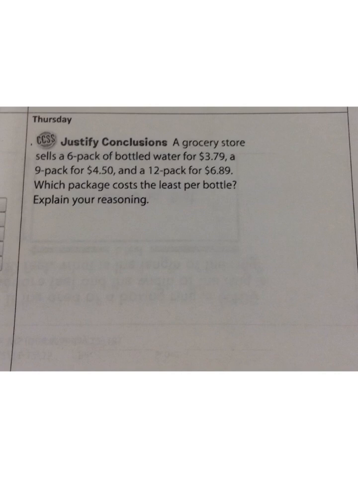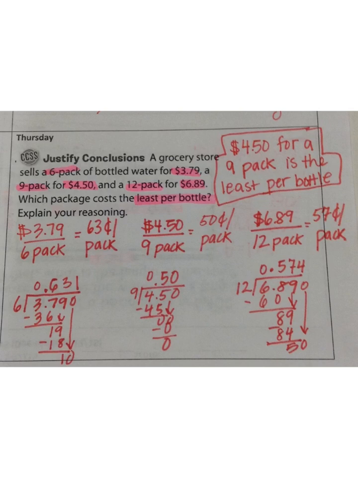So my tip for this one is, remember, this is a unit rate problem, so we're trying to find out in per unit form which one is cheaper. So remember, money always goes on top. What I did is I set up a rate for each pack. So $3.79 for the 6-pack, and I divided, got 63 cents a pack, $4.50 for 9.